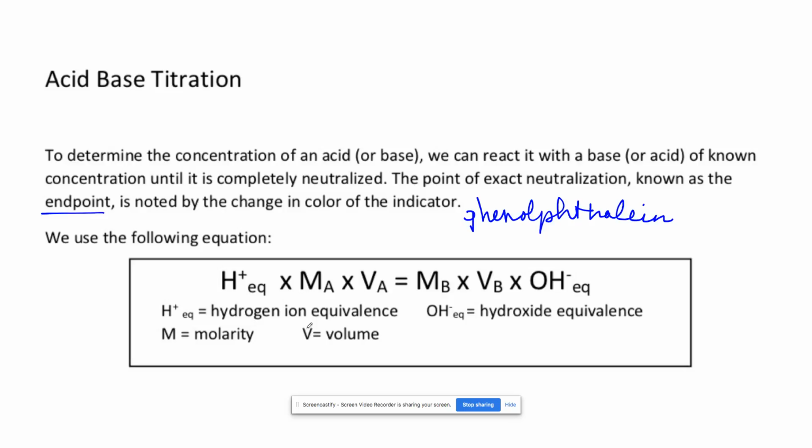We will use the following equation. Remember, we talked about how this is on the reference table. This and this we are including for the honors, because on the reagents, they're always going to make sure that the equivalences are the same. But that's not true in real life, so we need to account for that. So the hydrogen ion equivalence is this: molarity of acid, volume of acid equals molarity of base, volume of base, the hydroxide equivalence. It's pretty straightforward algebra, and we just need to figure out these equivalences.